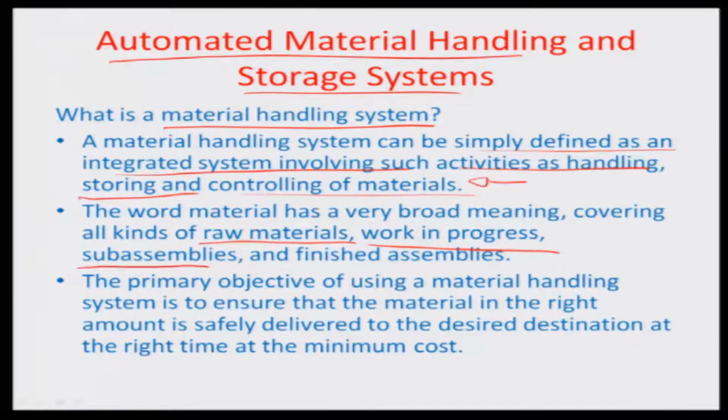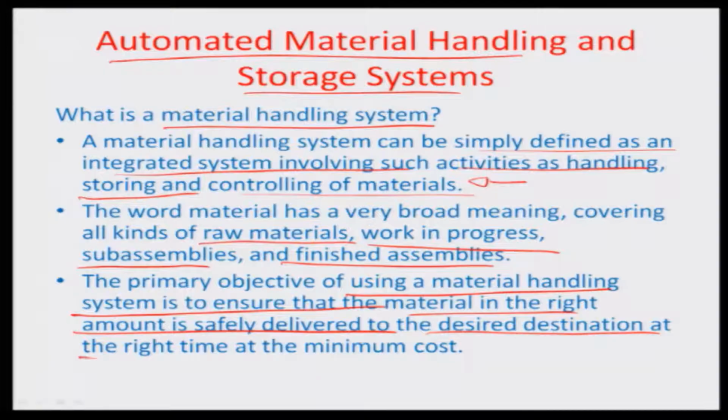So you have subassemblies and finished assemblies all involved as materials, the flow of which is needed at some point of time in the whole production process. The primary objective of using a material handling system is to ensure that the material in the right amount is safely delivered to the desired destination at the right time, and that too at a minimum cost. And so therefore this question of automated material handling and storage systems arises.